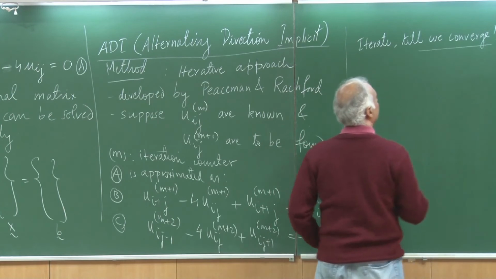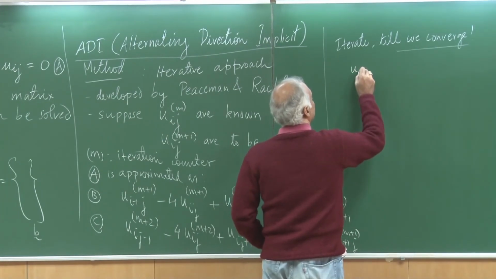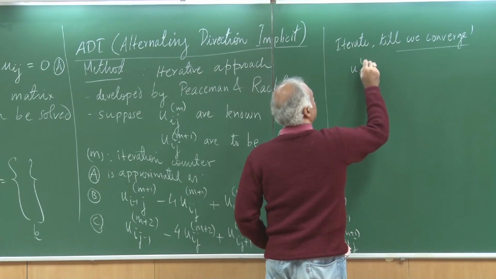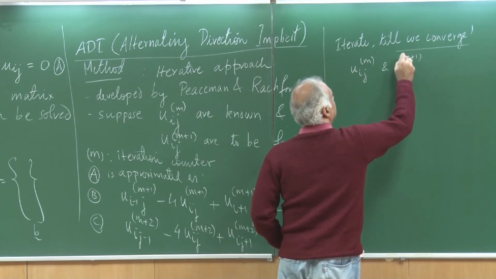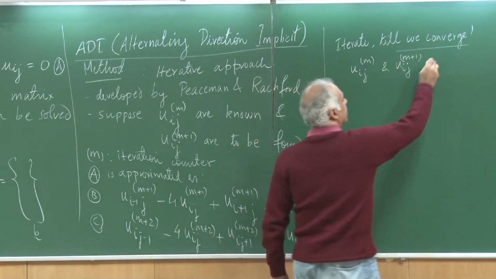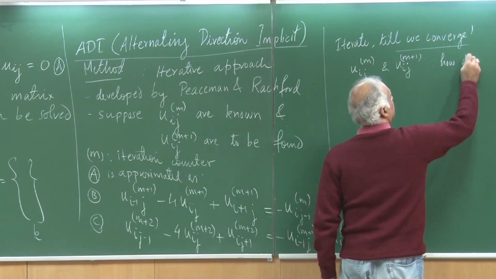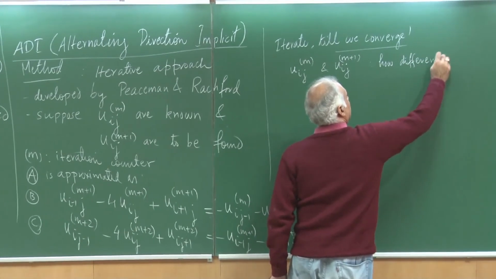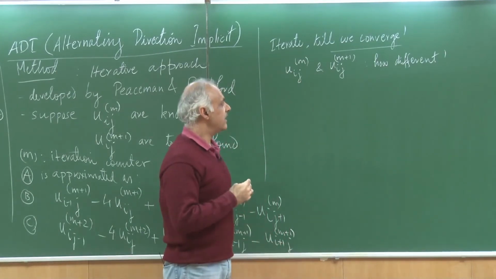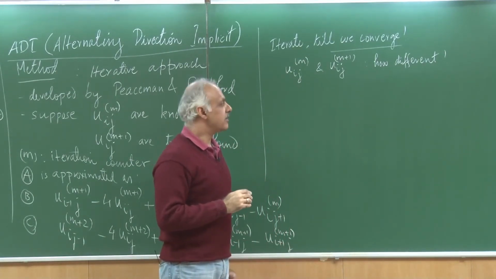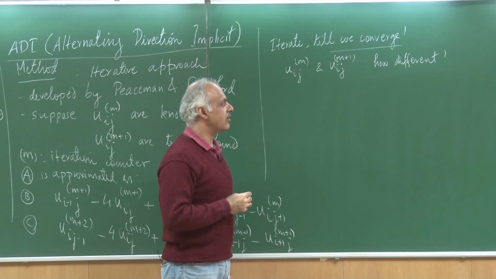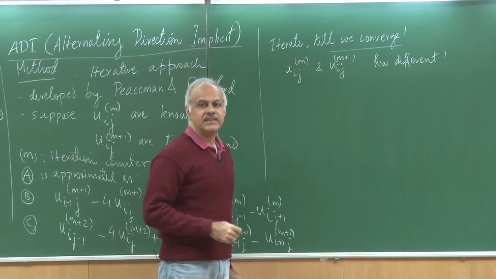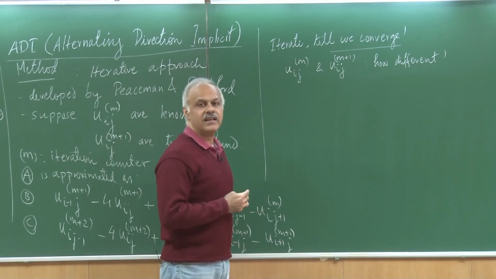So, there are two things we can look at. One is the u i j value. If I look at u i j at m and u i j at m plus 1, how different are they? The hope is that as I keep iterating, I would eventually get to the exact solution of Ax equal to b, and therefore, my solution would stop changing. Okay, but still that is not enough.